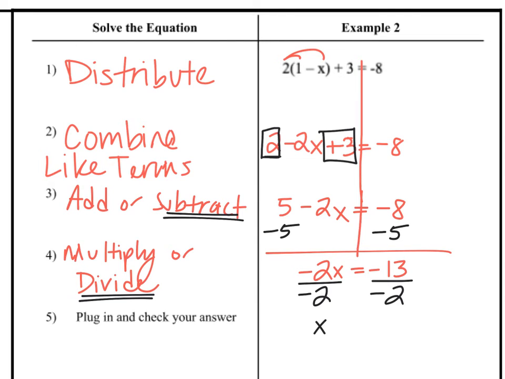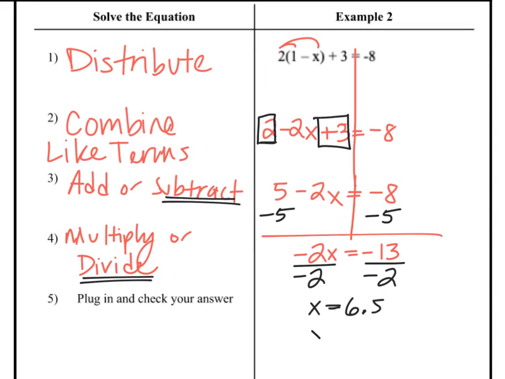This gives you, you could do this in your calculator and get a nice answer of 6.5, but if you want to make me really happy, you will leave it as positive 13 halves. Either one of these is fine because 6.5 turned out so nicely, but I would rather you do positive 13 halves. It's positive because a negative divided by a negative is a positive.